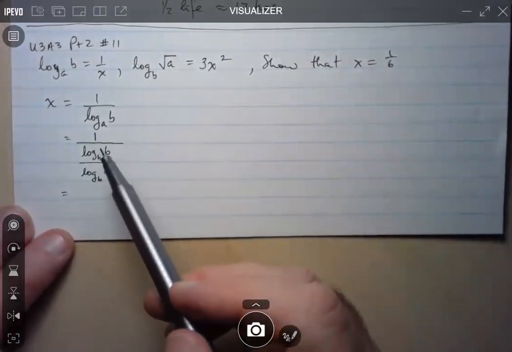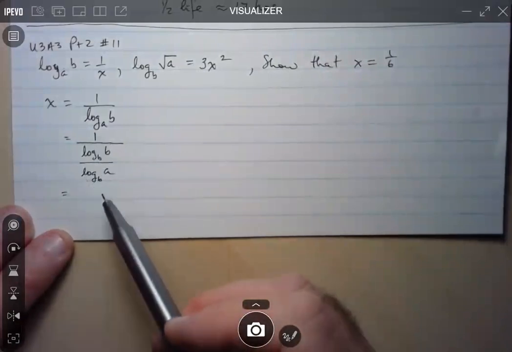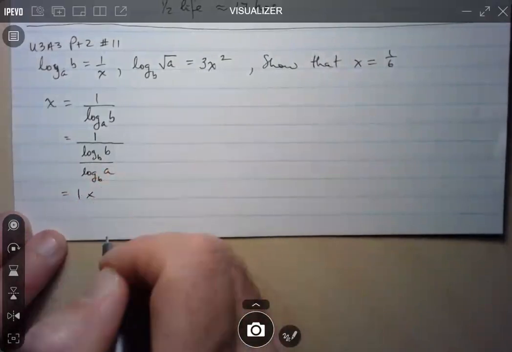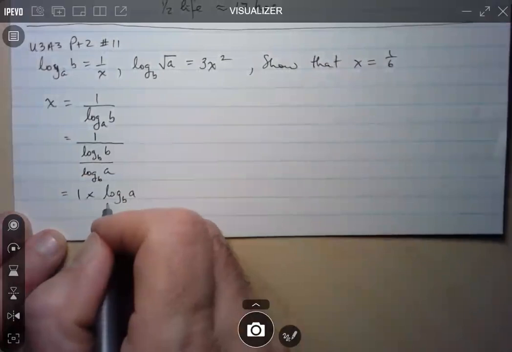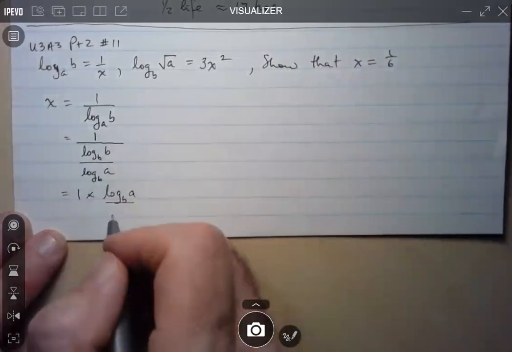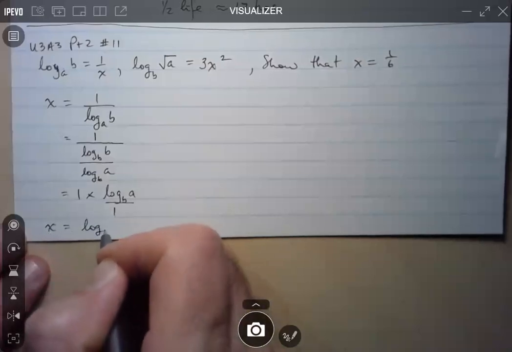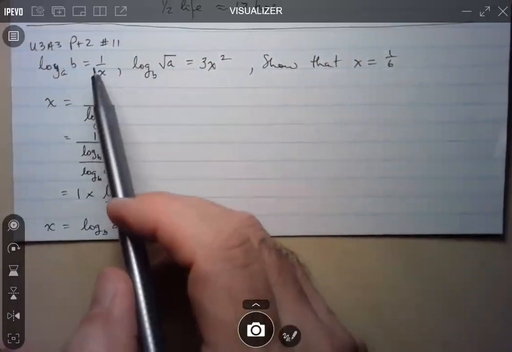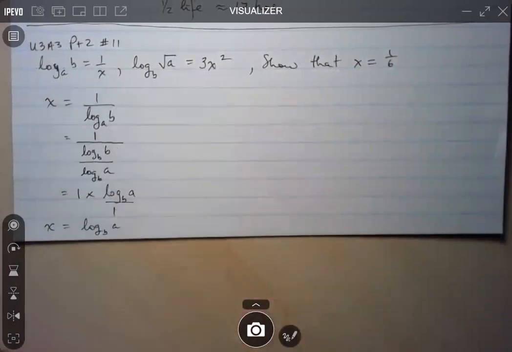And remember what I'm doing now. It's 1 divided by this fraction. So that's the same as 1 times the reciprocal. So it's 1 times the reciprocal: log base B of A, divided by, well, what's log base B of B? There you go, just equal to 1. So that means x is equal to log base B of A. Not only have we simplified this by getting the x in the numerator, we also now have it in terms of the same base as the other equation.